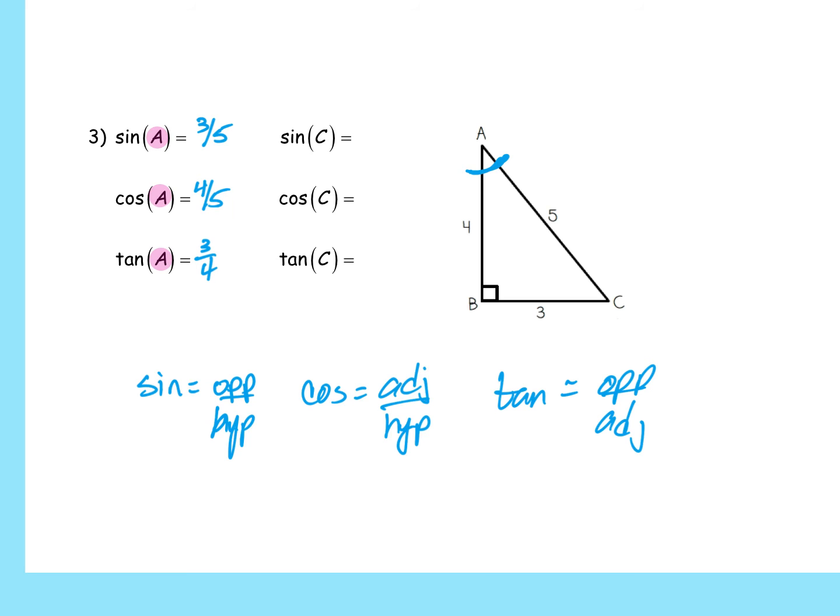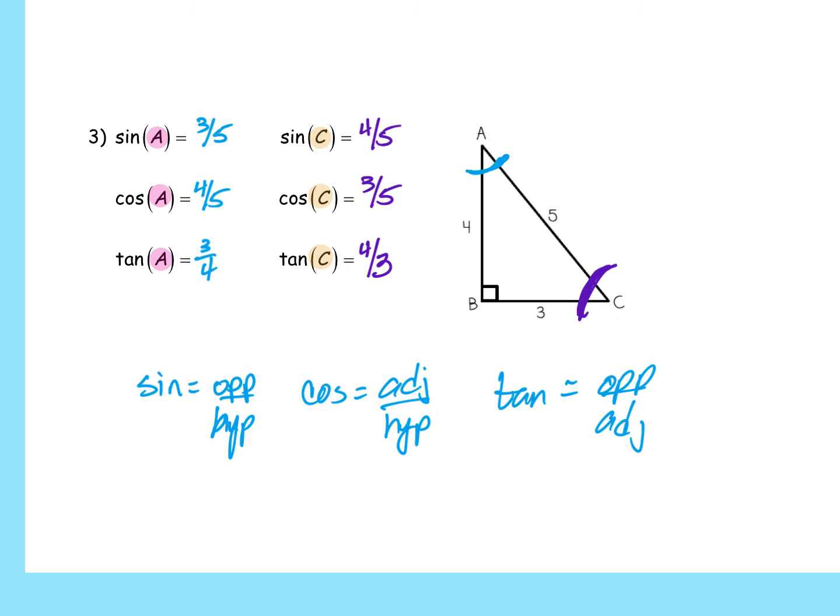Okay. And now for the second one, we're looking at angle C. So for the second set, here's my angle of reference. Sine is 4/5, cosine is 3/5, and tangent is 4/3.